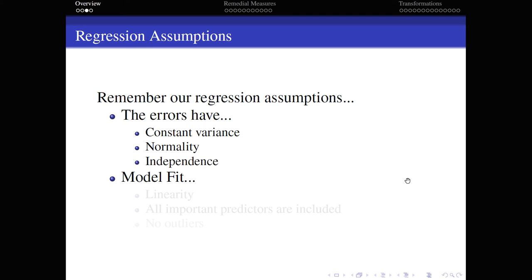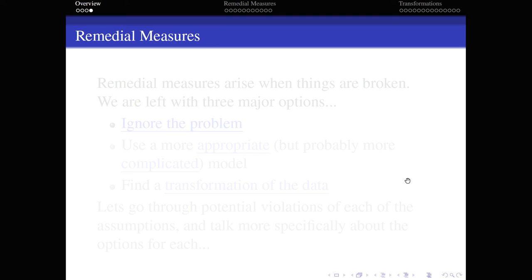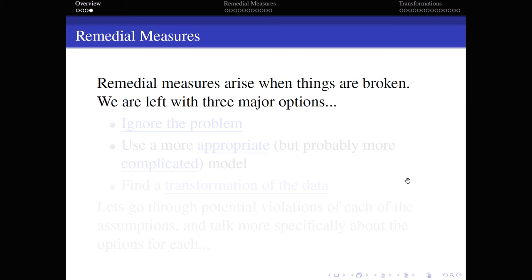Recall also that we had some things involving model fit. We looked at linearity, the importance of predictors, making sure we have all the predictors in the model, and then we mentioned that we shouldn't have outliers. So we'll discuss how to approach many of these in this particular lecture. Now for the remedial measures, again, this comes up when things break. And we have kind of three options when our assumptions break.